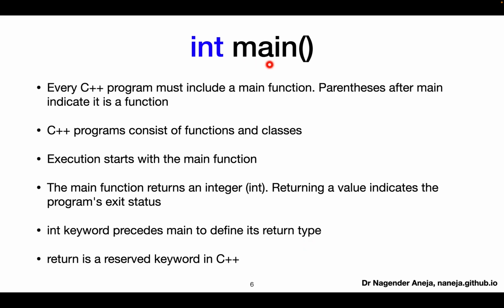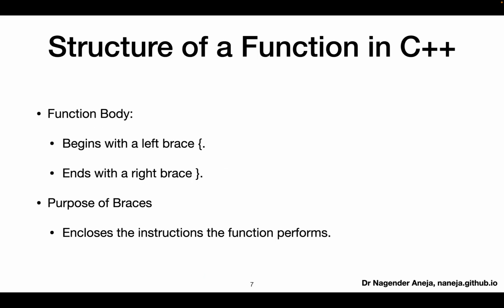Anything that you later define as your own function will also have its return type written first, then the function name, and then the parentheses. And return is a reserved keyword in C++ that we use to return values from the function. The structure of a function in C++ and in most languages is the function body: we have the function name with the return type, then the left brace and the right brace, and the purpose of the braces is to enclose the instructions.